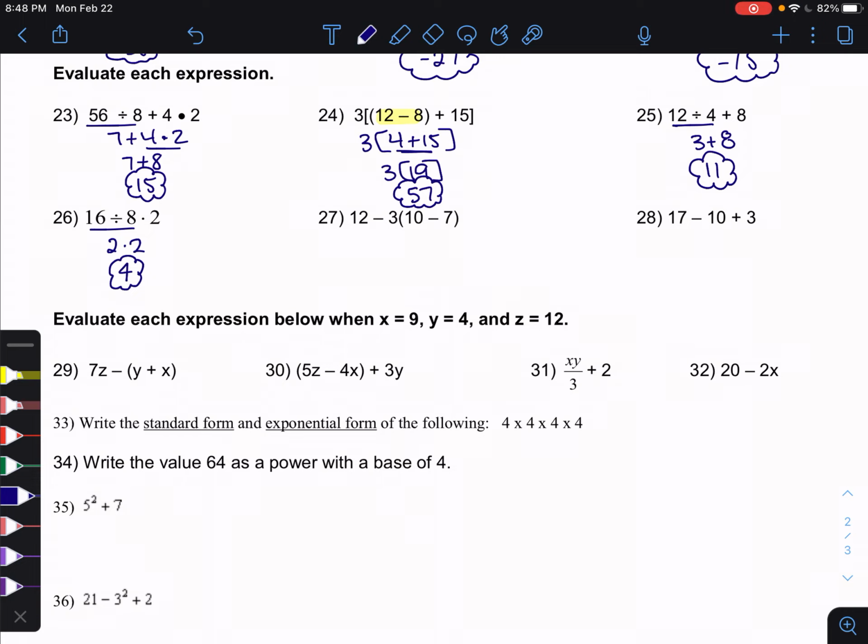On 27, I'm going to subtract first, so 12 plus negative 3 times 3. Now I'm going to multiply, so I get 12 plus negative 9, and 12 plus negative 9 is 3. On number 28, again, left to right, so 17 minus 10 is 7, and 7 plus 3 is 10.